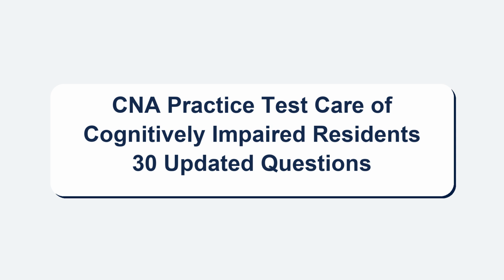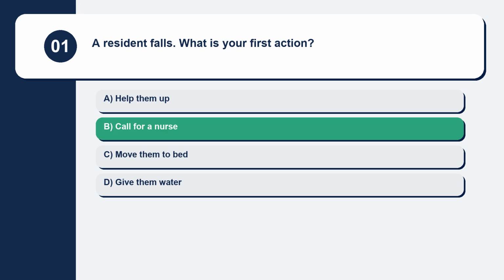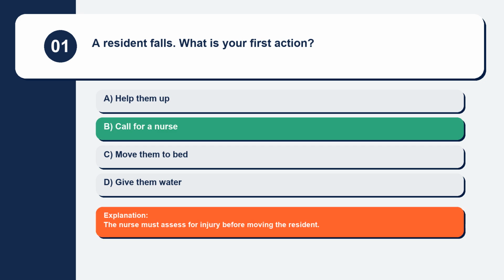CNA practice test: care of cognitively impaired residents. 30 updated questions. Question 1. A resident falls. What is your first action? Help them up, call for a nurse, move them to bed, give them water. The nurse must assess for injury before moving the resident.